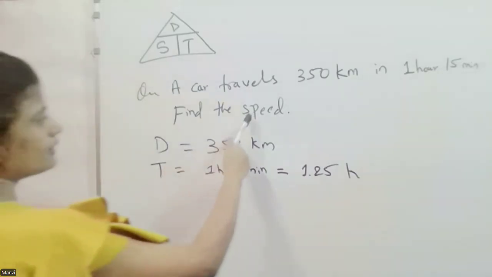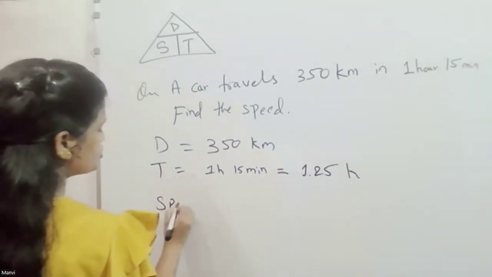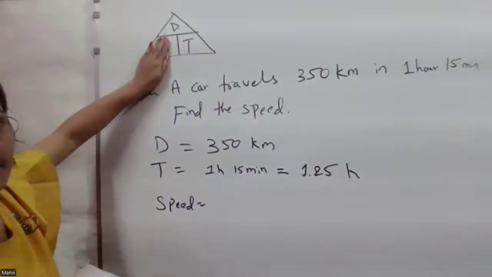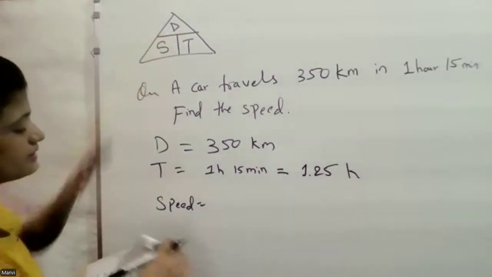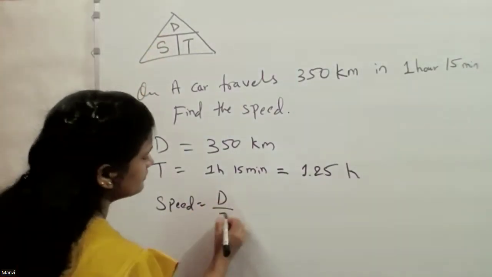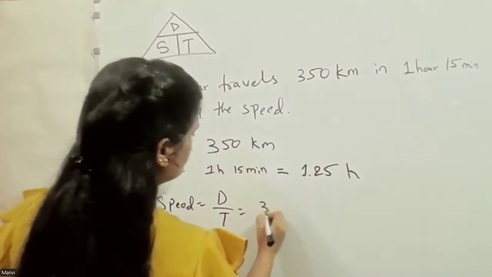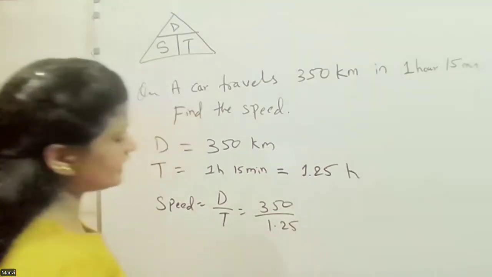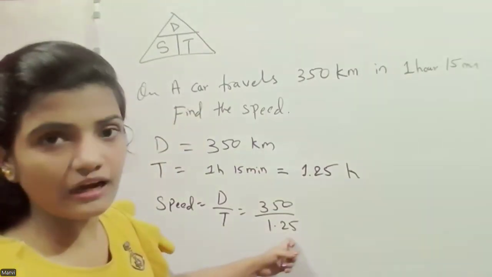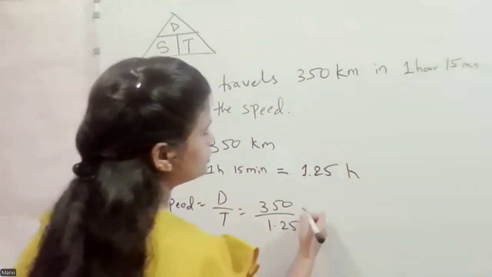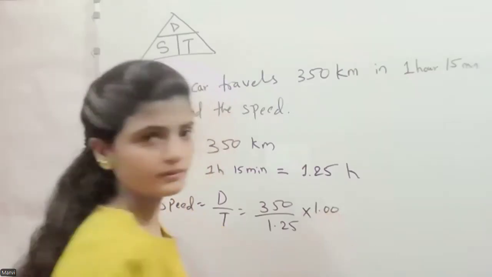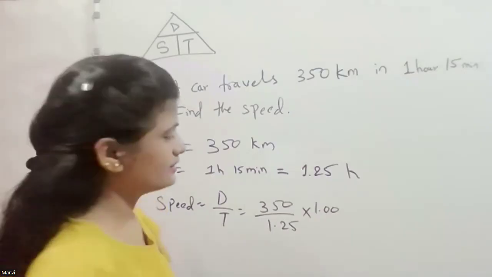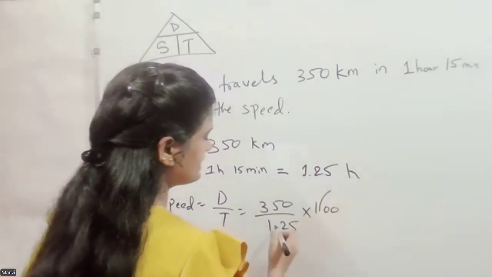Now, we need to calculate speed. So speed equals distance divided by time, right? Distance divided by time. So distance is 350, time is 1.25. You know that we have two decimal places in the bottom, so we can easily put two decimal places on the top as well. Right? Now we can easily remove both decimal points.